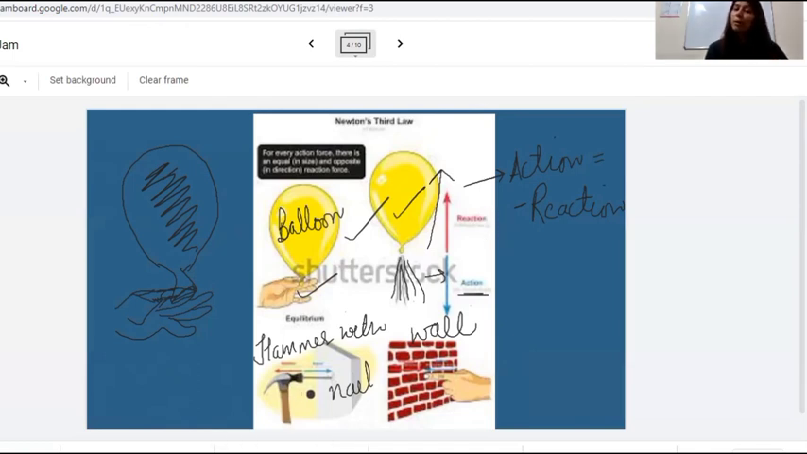Similarly, if we are talking about hammer with nail, you are having a hammer and you are beating this nail with the help of the hammer. It means you did action on this nail. In turn, this nail is applying the reaction on this hammer. That's why this nail is properly moving in.